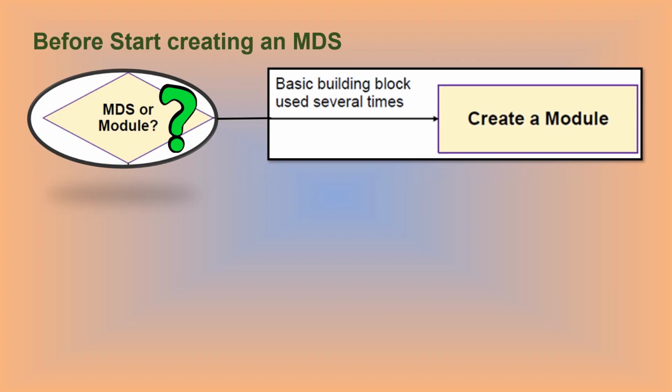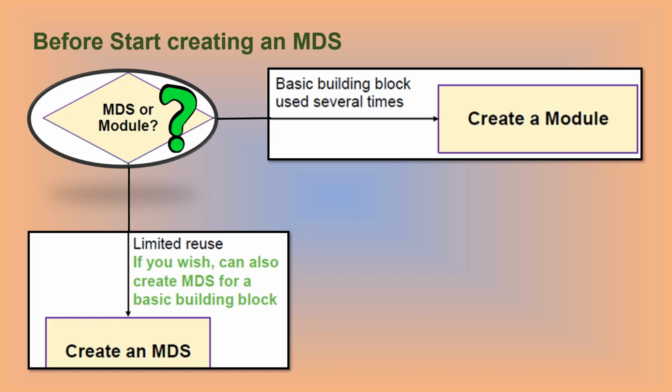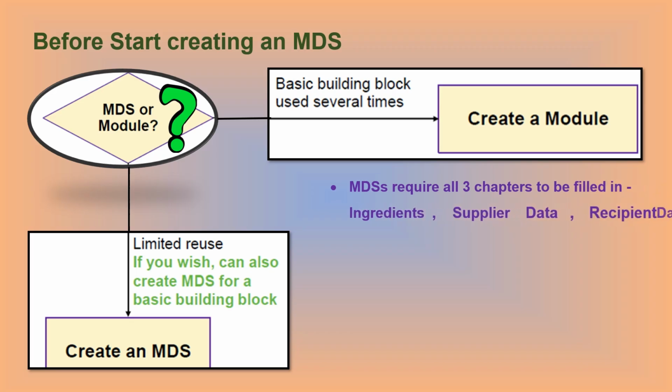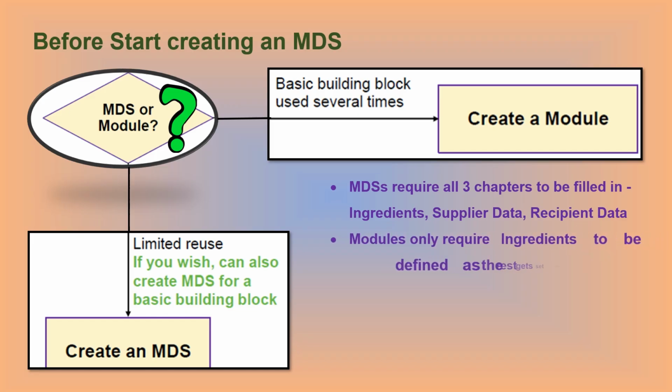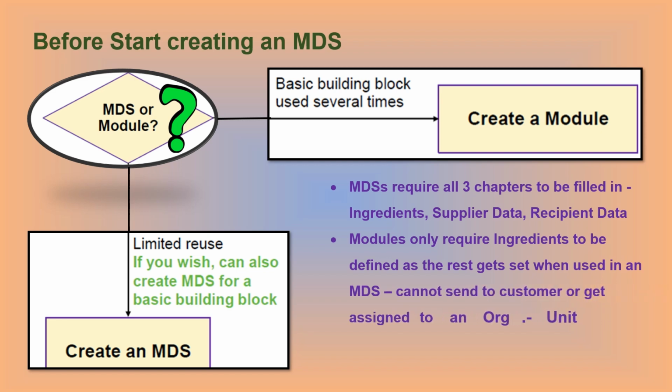Before one starts creating an MDS, one must decide whether to make an MDS or a module. A module is a basic building block which can be used several times. An MDS can be sent to a customer for communicating the materials used. MDSs require all three chapters, such as ingredients, supplier data, and recipient data, to be filled in. Modules only require ingredients to be defined, as the rest gets set when used in an MDS. Modules cannot be sent to a customer or assigned to an organization unit.